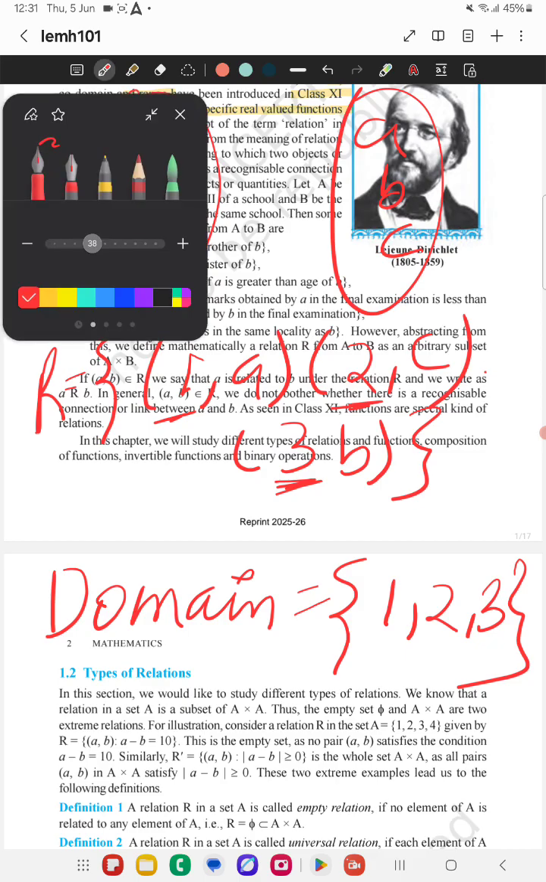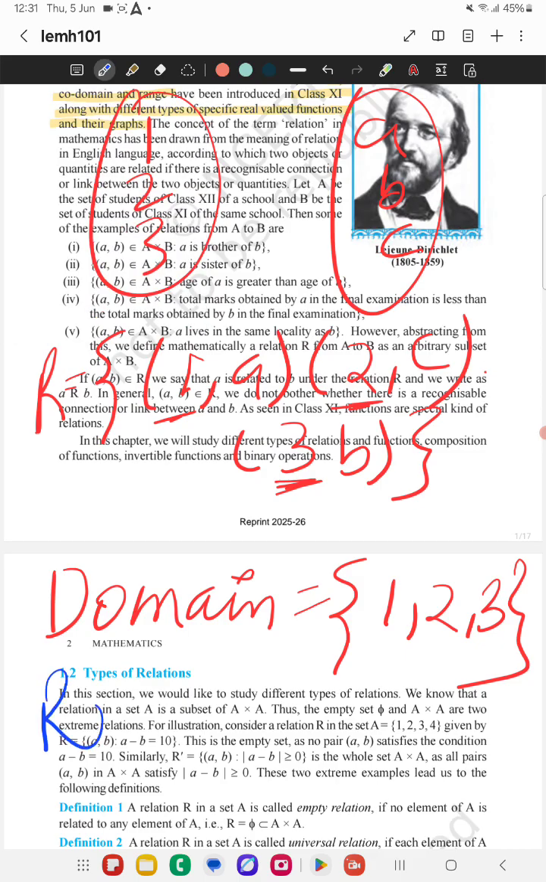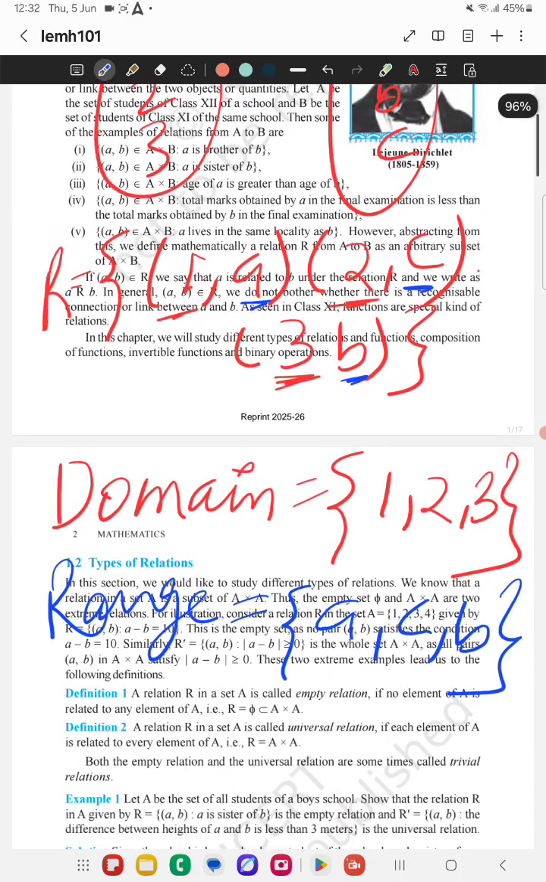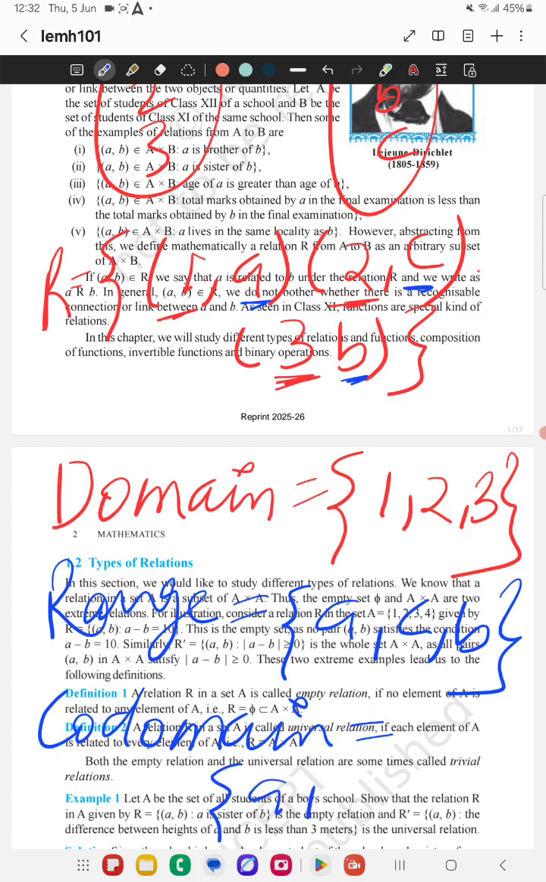Now we will talk about the range. So what is range? Range is the set of second elements of the ordered pairs. So it will be a, c and b, or you can write a, b and c. Next, the term was codomain. What is codomain? The whole second set, that is your a, b, c, is your codomain.